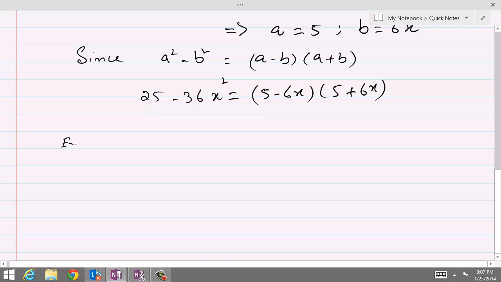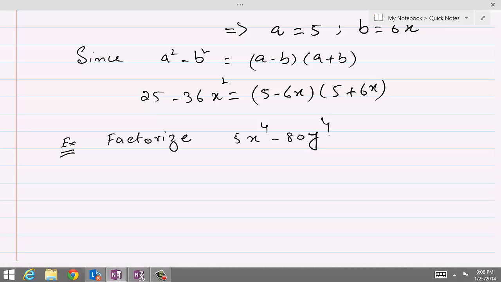Example: make sure that when you start a question, if there is anything common between two terms, we should take that common factor right away before doing any other procedure. So here we have a question: factorize 5x^4 minus 80y^4. Before we make a comparison with difference of squares, we can see that 5 is common between both the terms. Therefore, we take that 5 common before making any comparison.